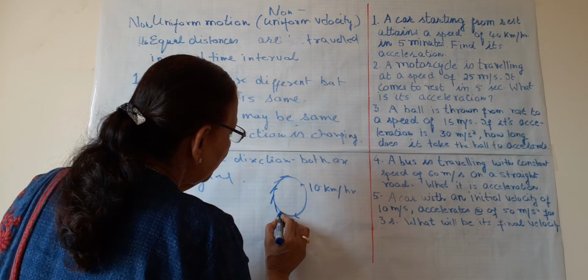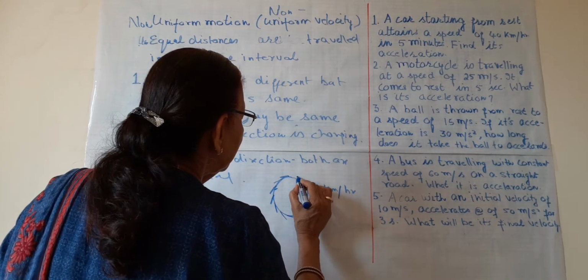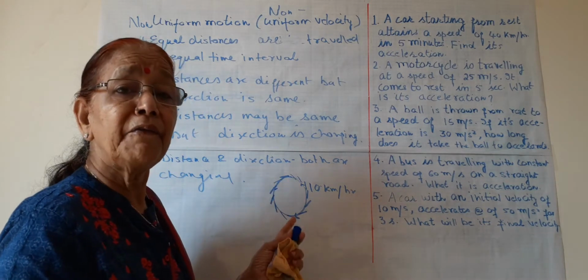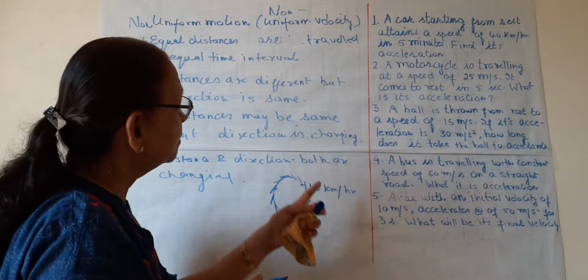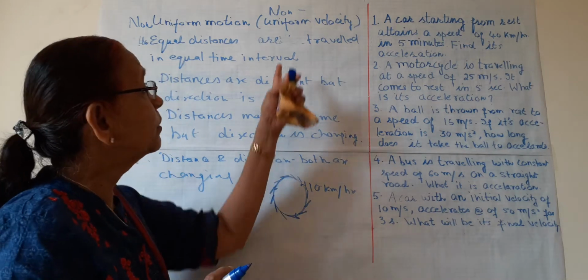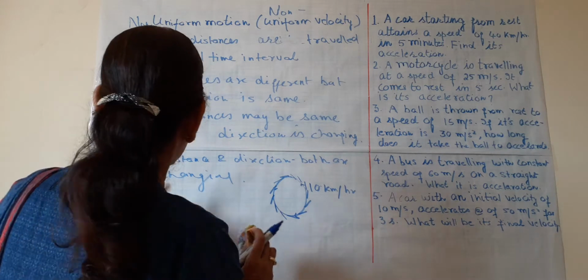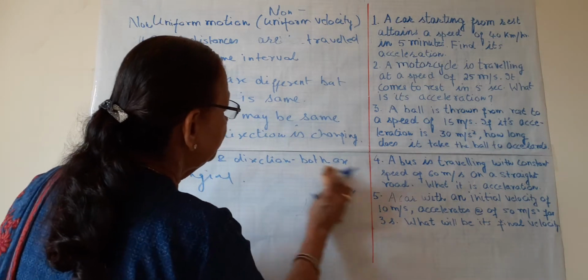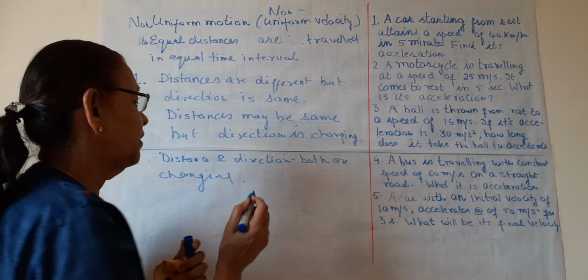All of you know, in a circular path the direction of his running is changing every moment. So when direction changes and speed is constant, then it is also a non-uniform motion. The example of the third one: distance and direction both are changing.